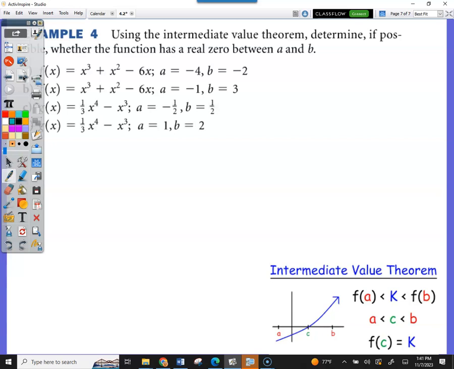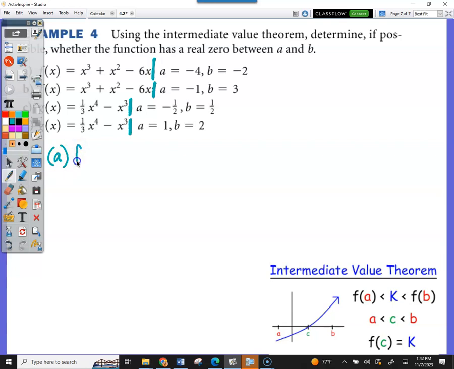This is the actual function here, and then there's a break, and then they say check A is -4, B is -2. Here's the actual function. Now they're saying check A is -1, B is 3. This is not even a polynomial, but we'll go with it. You'll notice that the two functions are the same in the first two and the second two. All right, how do you check it?